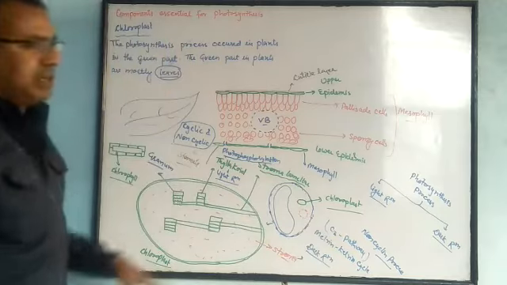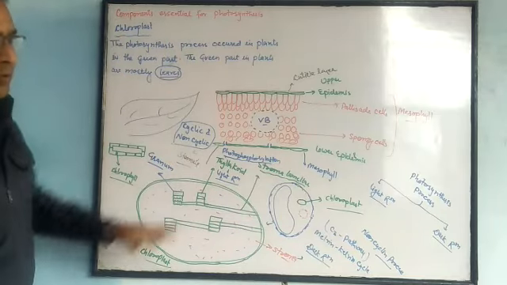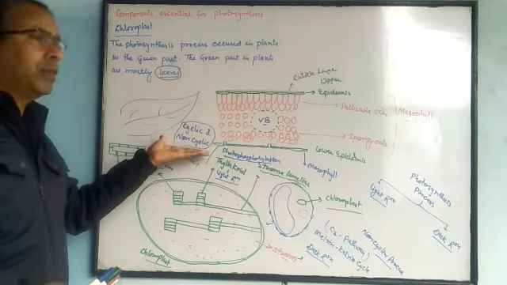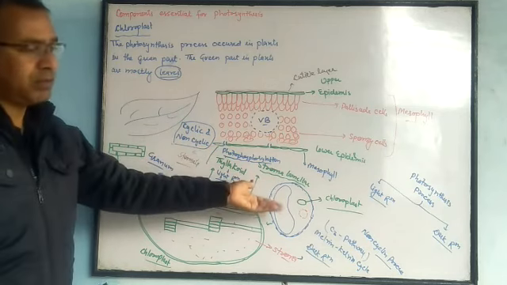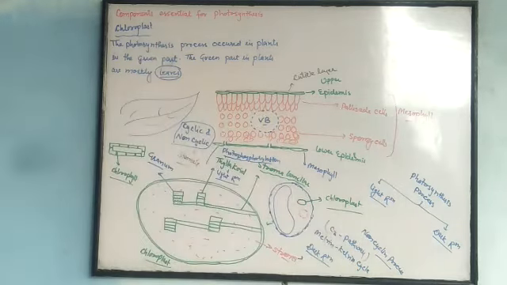So this is the process in which photosynthesis occurs. This is the chloroplast, how its structure can be understood, and what processes take place in photosynthesis, whether light or dark reaction. Clear?